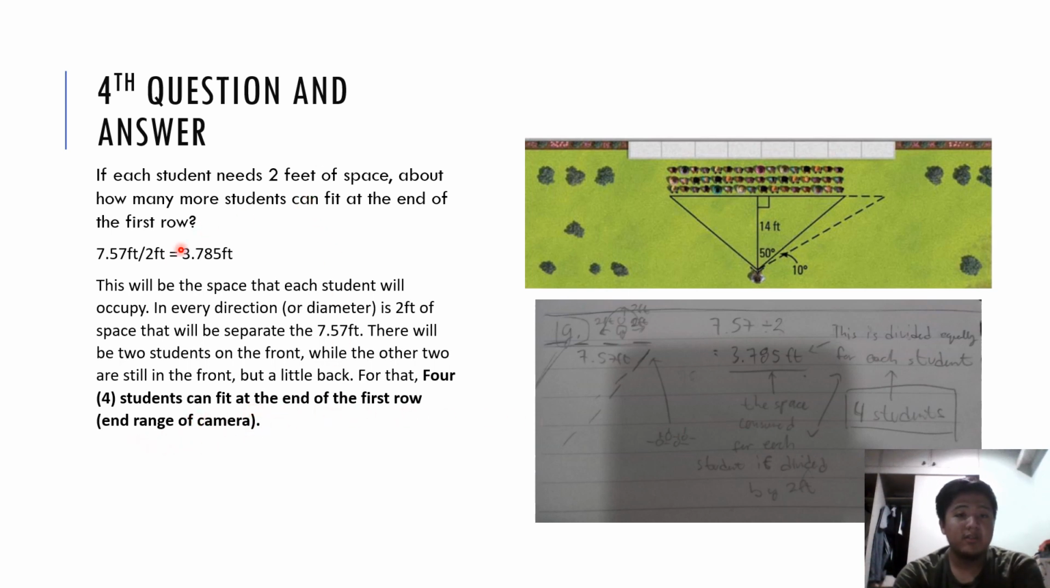So basically, we're going to round off this range to the nearest whole number. Since it's just the space that each student will occupy, we're going to find the actual number. So four students can fit at the end of the first row, or at the end of the range of the camera. So it's here.